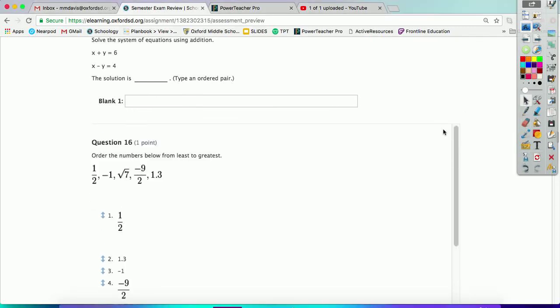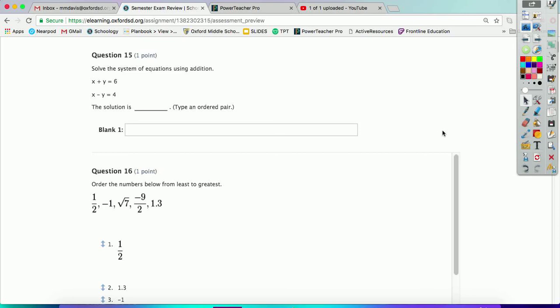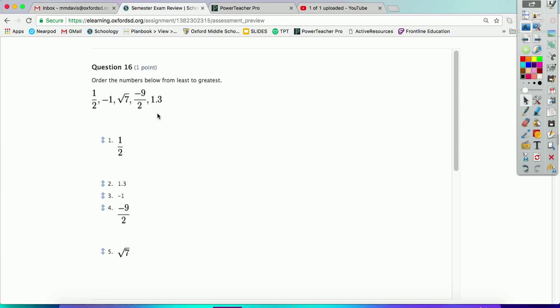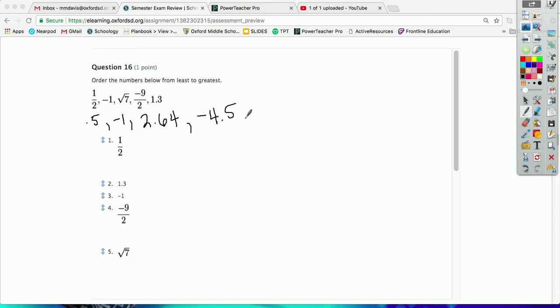The next question, 16, is asking you to order the numbers from least to greatest. So you are going to need to possibly convert them to similar format, maybe all fractions or decimals or whole numbers. Mostly this radical, you need to know what that is so that you can rank them. So I know 1/2 is 0.5. I know negative 1 is just negative 1. Square root of 7 is roughly 2.64. Negative 9/2 is negative 4.5, and then 1.3 is just 1.3.